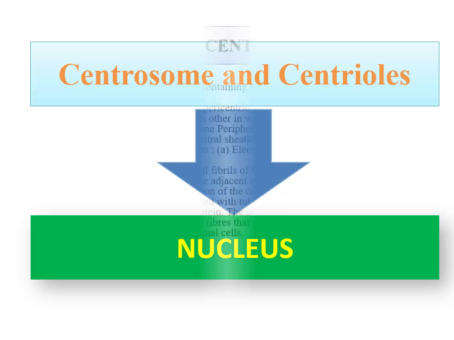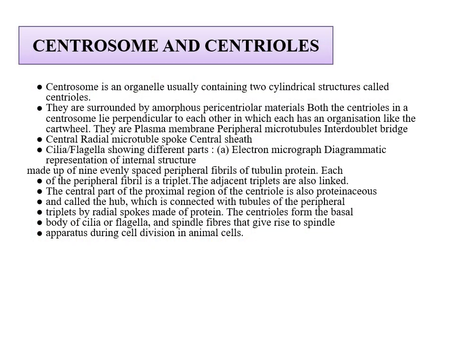Nucleus. First topic we enter into: Centrosome and Centrioles. Centrosome is an organelle usually containing two cylindrical structures called centrioles. They are surrounded by amorphous pericentriolar materials. Both the centrioles in a centrosome lie perpendicular to each other, in which each has an organization like the cartwheel.